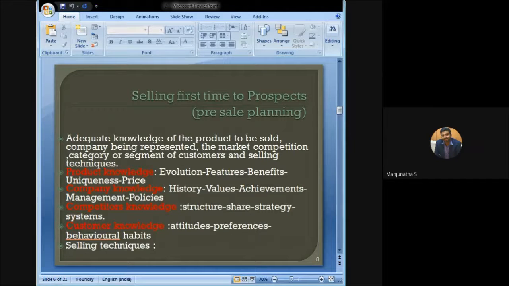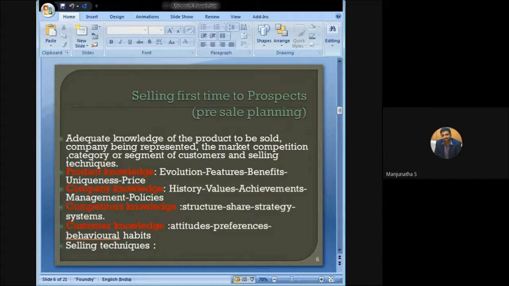We have to find out how the company competes in the market, which category of product we are selling, how we have segmented the customers, and what selling techniques we are using. Those points are explained and given on the slide. You can read them: product knowledge, evolution, features, benefits, uniqueness, price.